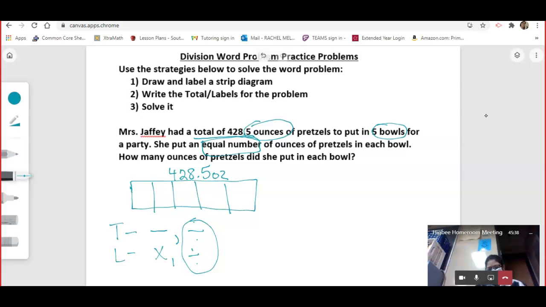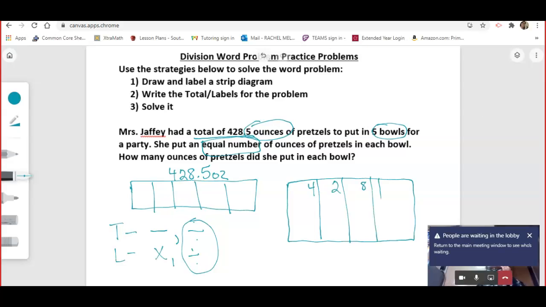I am going to use the box method because that's what the majority of people are doing. So our total is 428 and 5/10 ounces.